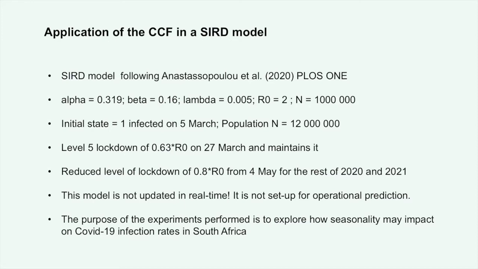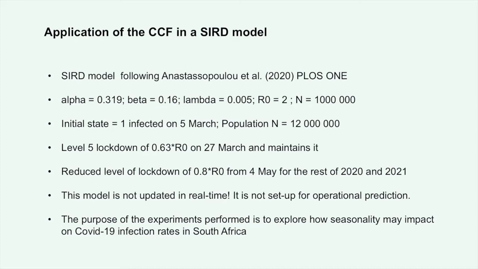In the last part of this talk, I'd like to show how we've been applying this algorithm within a third epidemiological model to investigate how seasonality may influence the sensitivity of the infection rate. In this model, the infection rate is assumed to have a value of about 0.319. The recovery rate is about 0.16. The rate at which people are dying is about 0.005. All of these values are expressed per day, of course, and it translates to an R0 value of about 2.